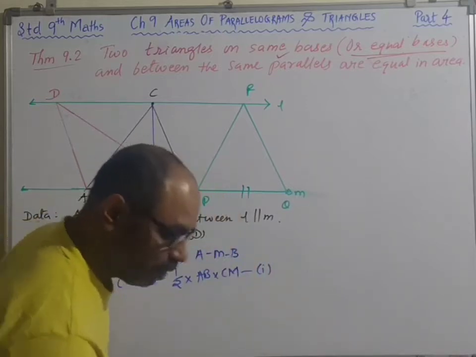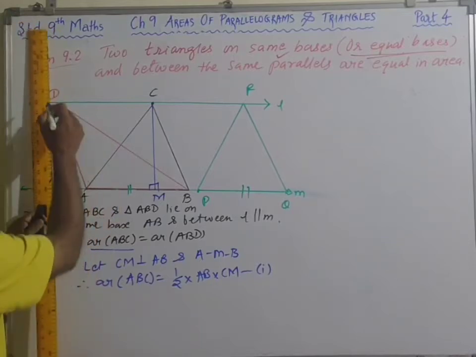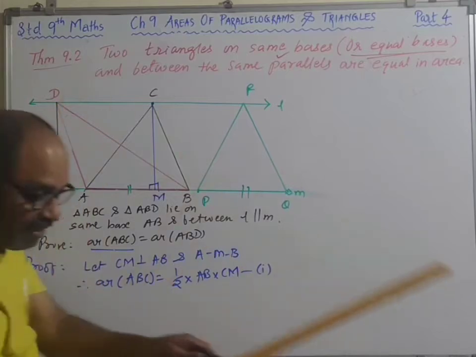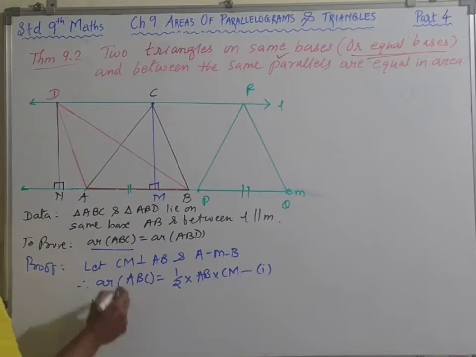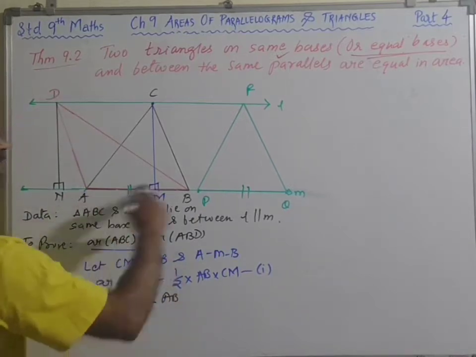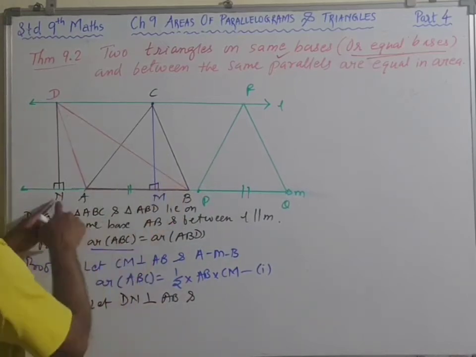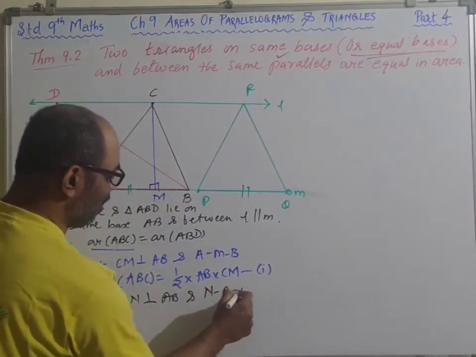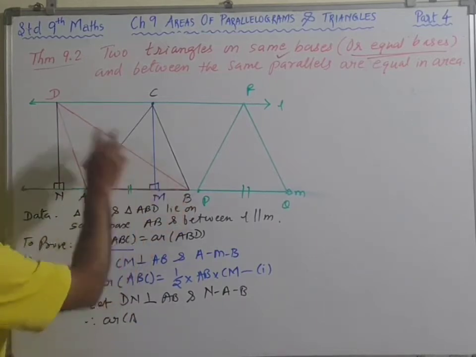Alright, children. Same way, let's find for the next triangle, the red one. From D, I drop a perpendicular, and let's say this is DN. Its altitude will be outside. Let DN be perpendicular to AB, you can say AB, you can say L, whatever, and N' A' B. N is outside, the foot of the perpendicular. Therefore, area of triangle, which one, ABD?